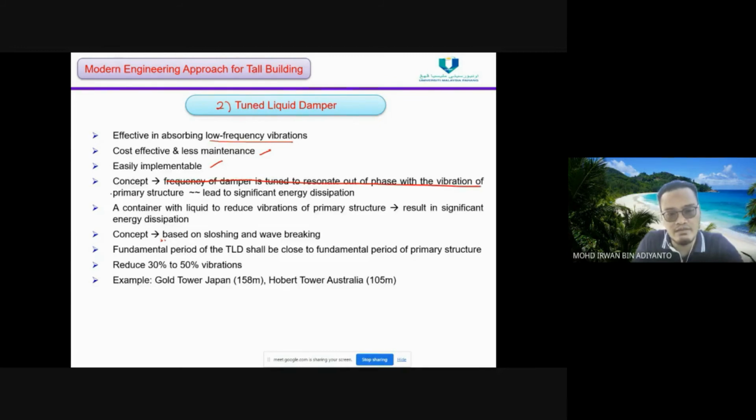Okay, so the concept is here, which is based on the sloshing and wave breaking, and the fundamental period of the tuned liquid damper should be close to the fundamental period of primary structure, where it can reduce up to 30% to 50% of the vibrations.